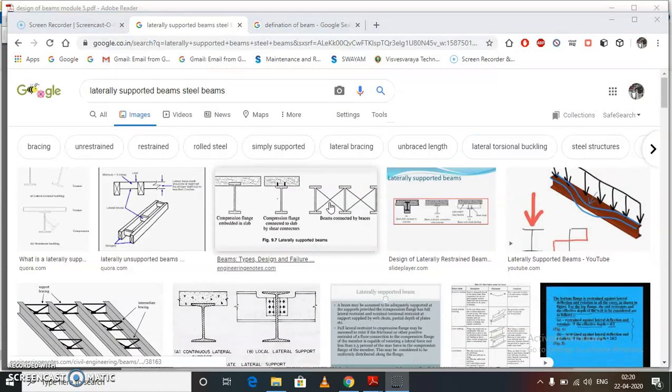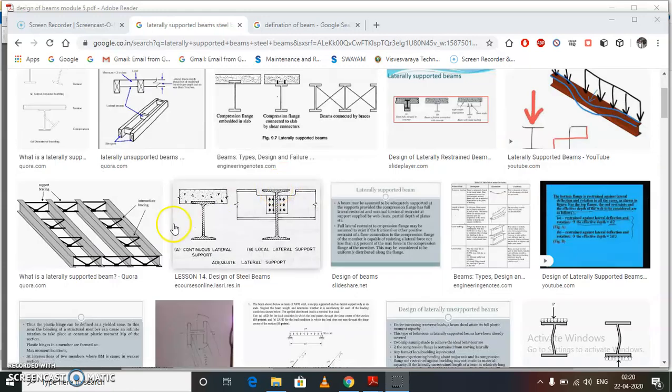You can see some examples here. Take this example: this beam is laterally supported here. In this example, this is a rolled I-beam, and the flange is supported by the floor system. Here also the beams are laterally supported, as the flange is supported by the flooring. So these are all called laterally supported beams.